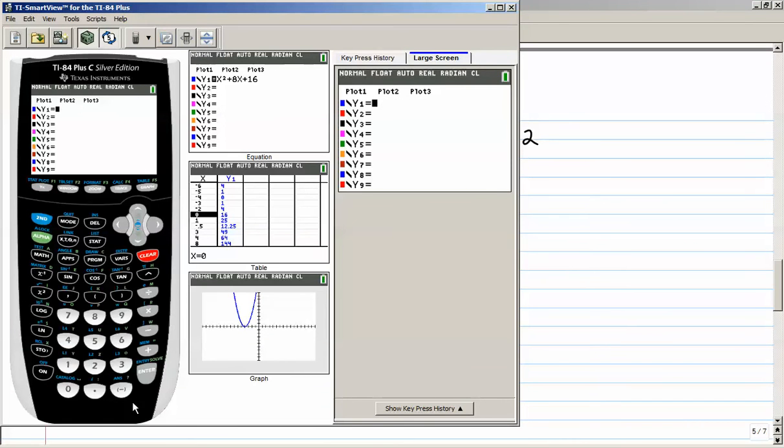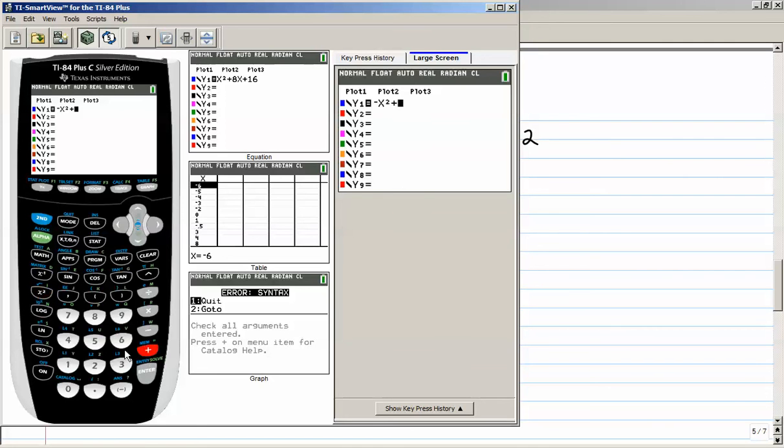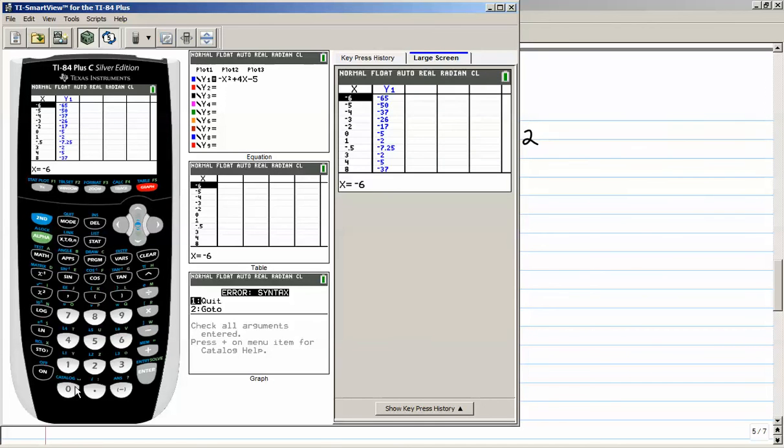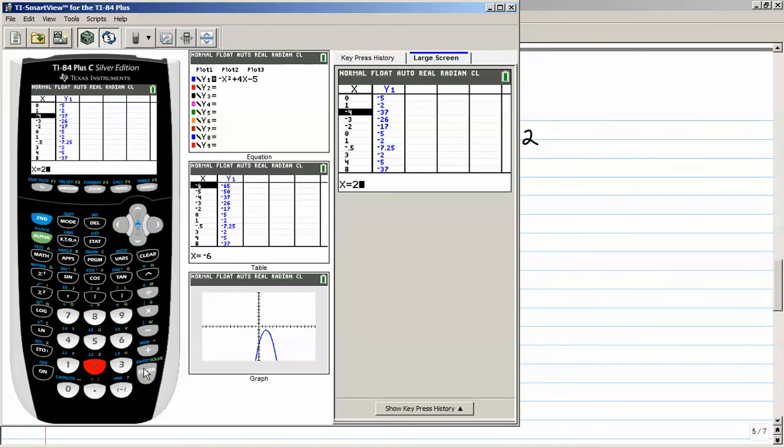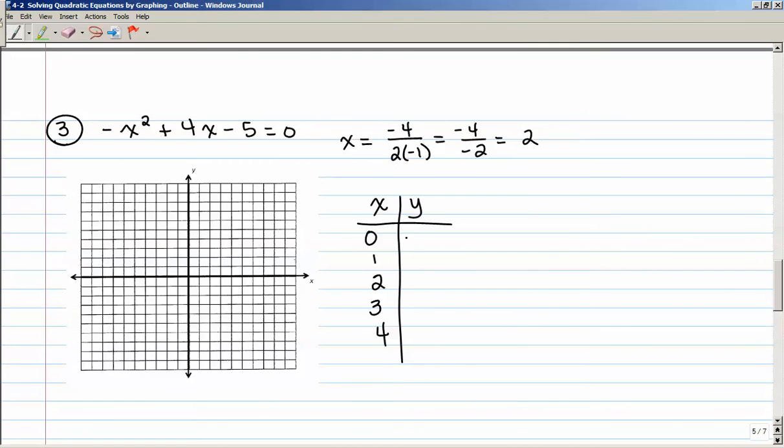I'm going to clear that out because now I have a negative x squared plus 4x minus 5. And let's go to our table, and we were putting in 0, 1, 2, 3, and 4. And you'll notice my y values are negative 5, negative 2, negative 1, 2, and negative 2, and negative 5. I don't have a 0 in there. That's curious. Let's see what happens when we graph that.